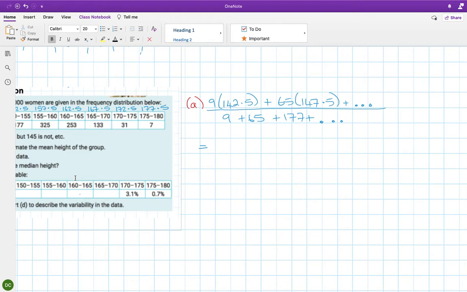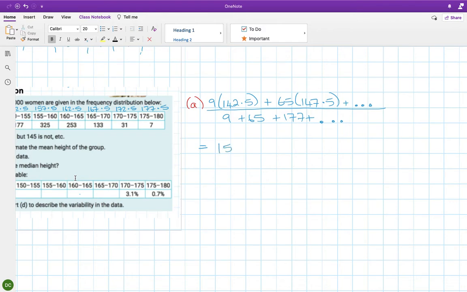Okay, so I have 9 times 142.5 plus 65 times 147.5 plus 177 times 152.5 plus 325 times 157.5 plus 253 times 162.5 plus 133 times 167.5 plus 31 times 172.5 plus 7 times 177.5. Okay, and hopefully that's right.